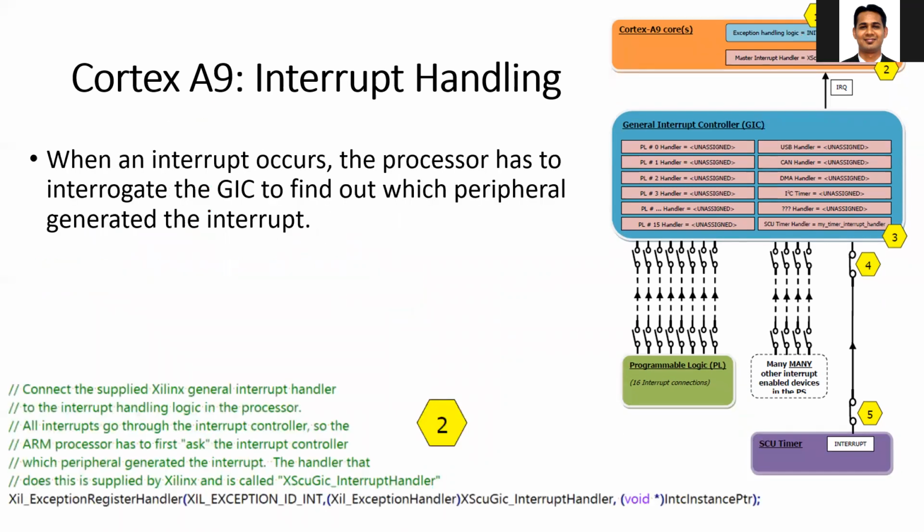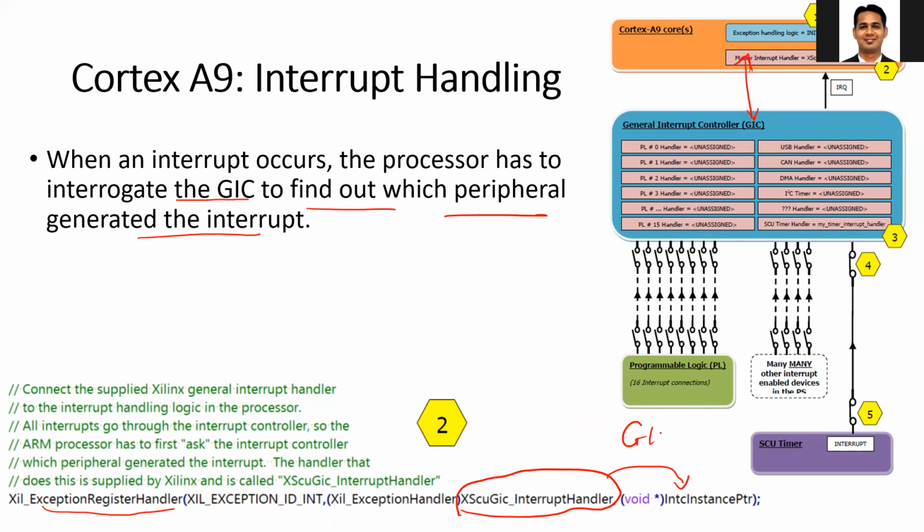Then the second step is that when the interrupt happens, the processor has to interrogate the GIC to find out which peripheral has generated the interrupt. So we need to connect the link between the processor and the GIC. For that, we use this exception register handler, which is the Xilinx supplied register handler, and we are telling it that it should contact this INTC instance pointer. This is nothing but our GIC pointer, which we have initialized in our code. We need to connect this.